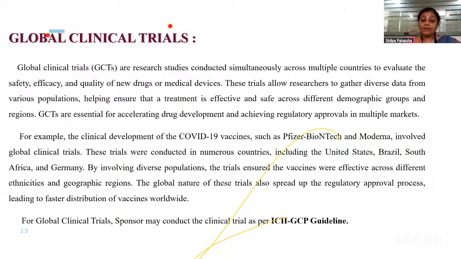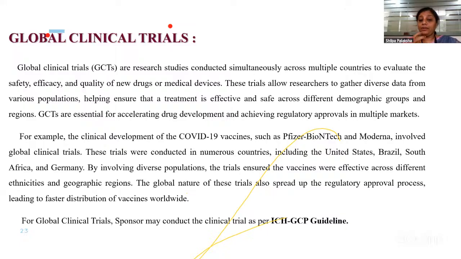So global clinical trials are very essential, and nowadays everything happens with global clinical trials. This helps in accelerating drug development and getting regulatory approvals from multiple markets. Because the drug has been tested in the US, India, Japan, and Europe, and the data from other parts of the world is submitted, it becomes far easier to get regulatory approval in multiple markets. That is an advantage of doing global clinical trials.